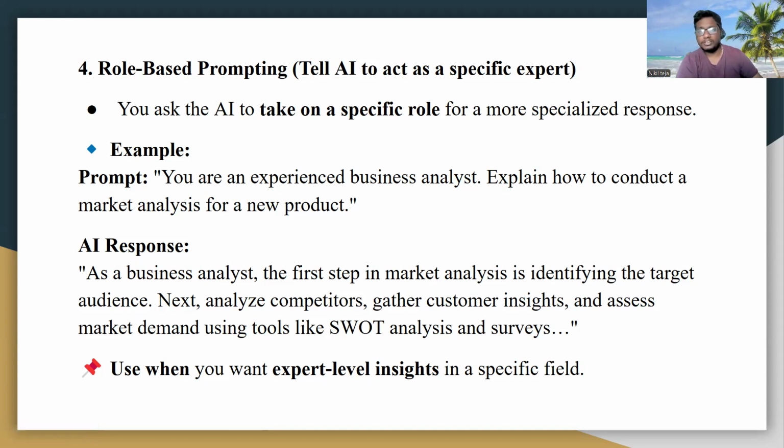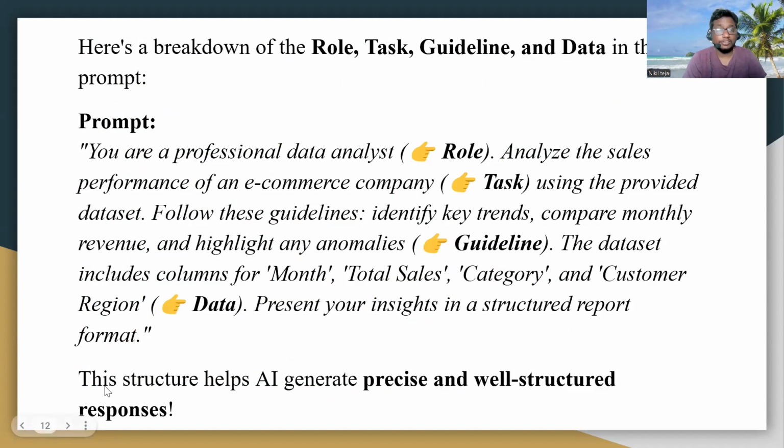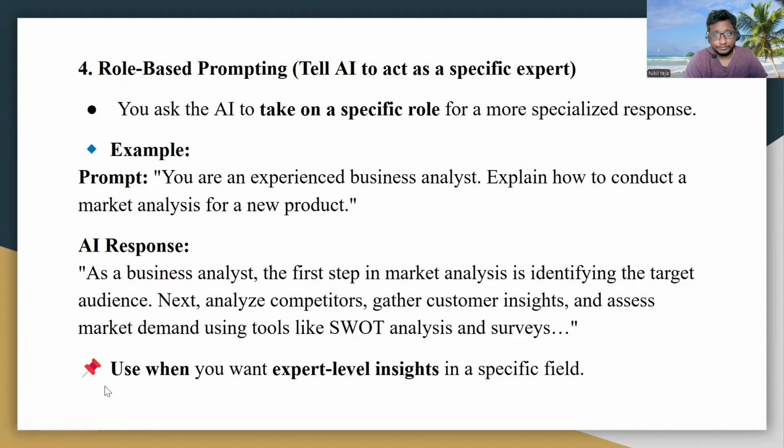But in zero shot prompting, it will be giving the general answer, a broad answer. It will not give a narrow answer, and it will not give the answer from the business analyst perspective. Zero shot prompting will be giving only the general answer. But in role based prompting, it will be giving the answer from the perspective of the business analyst, or a specific role which we have assigned to AI. As I said before, it is used when you want expert level insights in a specific field. So that is about role based prompting.